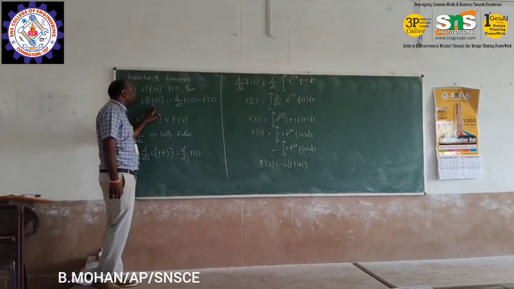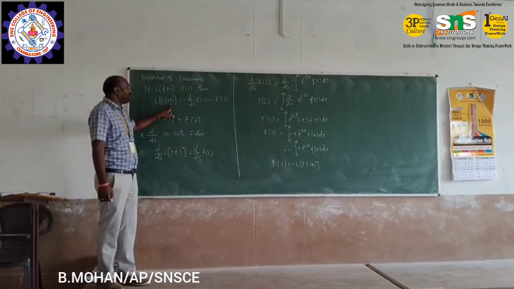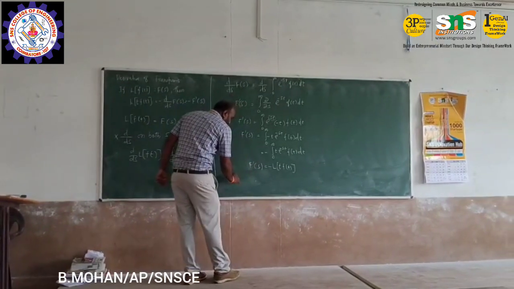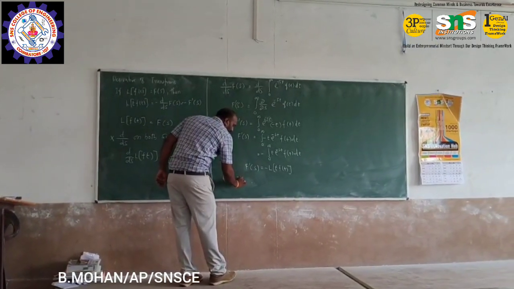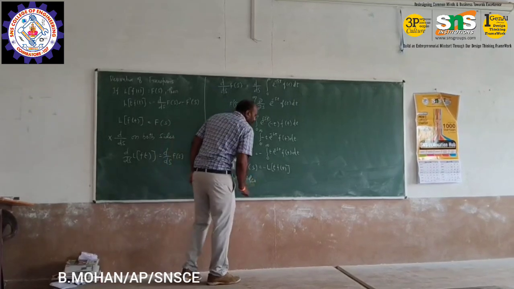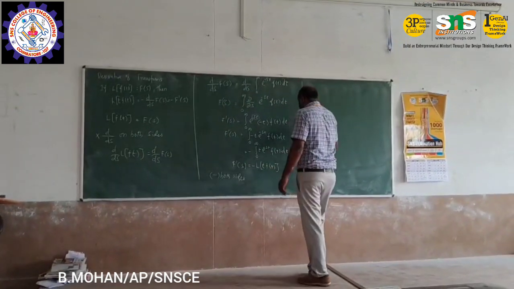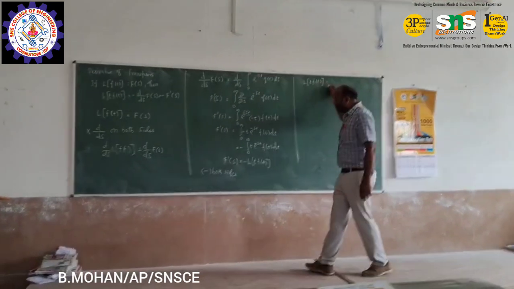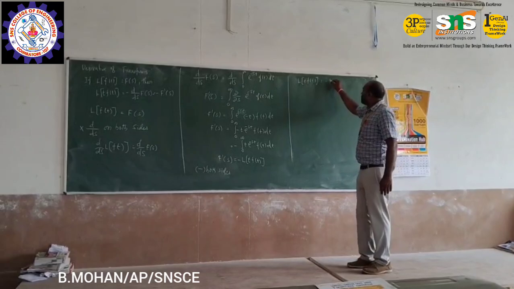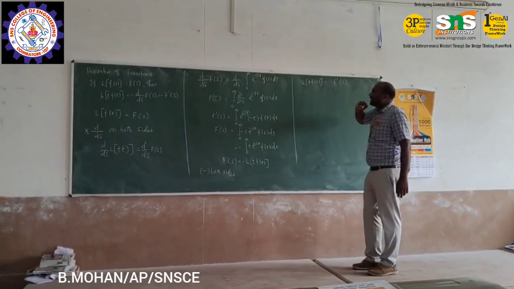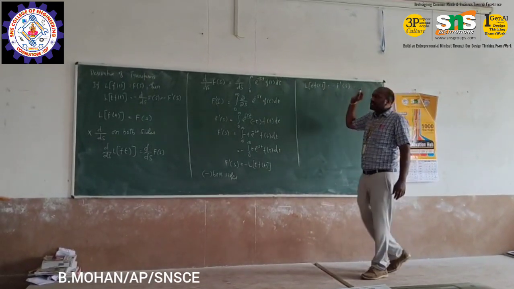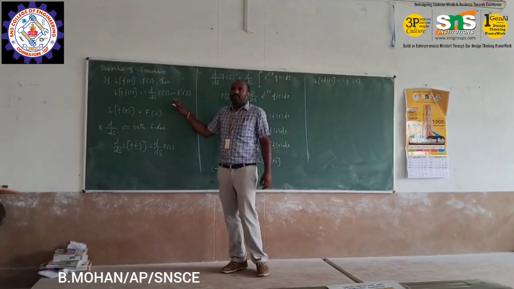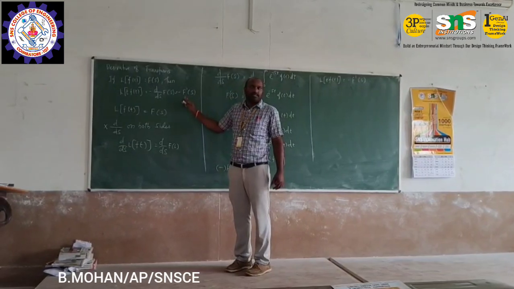The basic proof is the same: L of t into f of t is equal to minus F dash of s. We multiply by minus on both sides, and then you get L of t into f of t is equal to minus F dash of s. So this is the basic proof. This is one of the properties of the Laplace transform. This property we have to use in various places. Thank you.